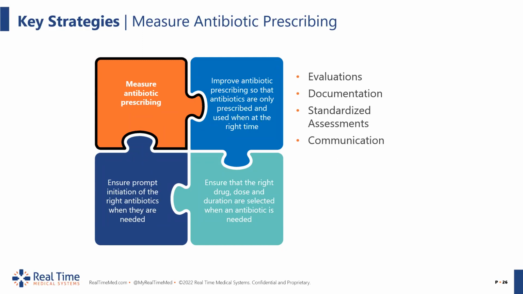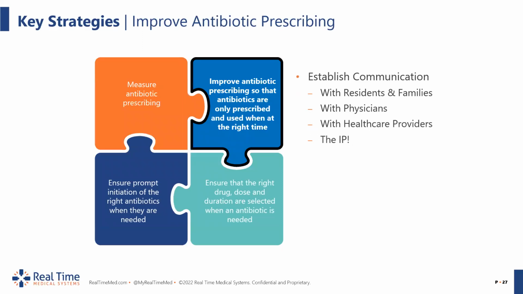And anytime you do that, you want to work it almost as though you're providing a plan of correction for yourself, kind of doing that internal plan of correction. We talk about those key strategies. So here's where we really want to establish that communication with our residents, our families, our physicians, with our healthcare providers. And the IP is really going to be that person who's going to help do this. I think about how to improve those prescribing practices.